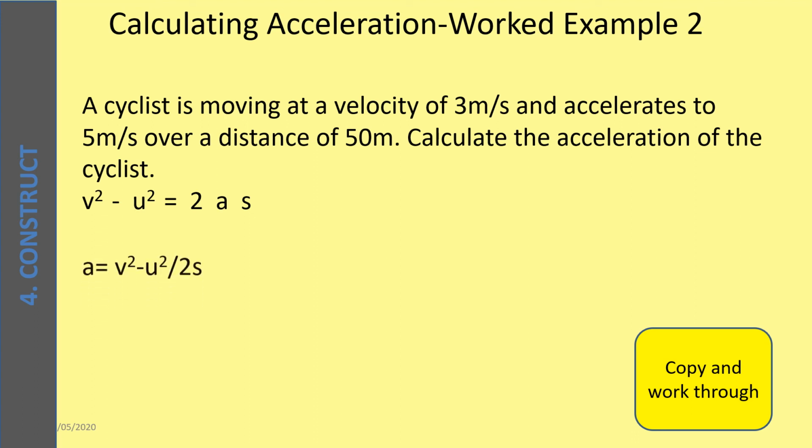Then write your formula down. v squared minus u squared equals 2as. If you rearrange that, a equals v squared minus u squared divided by 2s. Substitute in your figures, gives you a equals 0.16 meters per second squared.